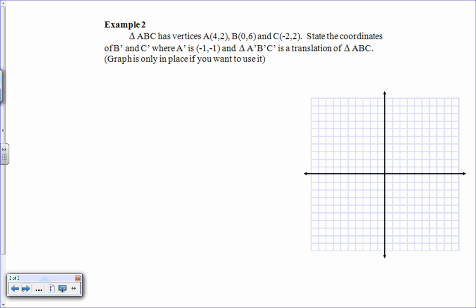Okay. So now let's switch the questions around a little bit. Why don't you go ahead and graph A, B, and C? You don't have to, but it would probably be a good idea. And I'm going to ask you for B prime and C prime. Ooh, interesting. All right. So 4, 2. 1, 2, 3, 4. 1, 2. 0, 6. 1, 2, 3, 4, 5, 6. -2, 2. A, B, C.